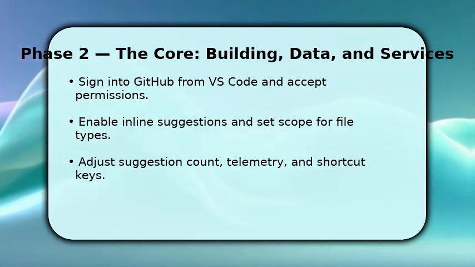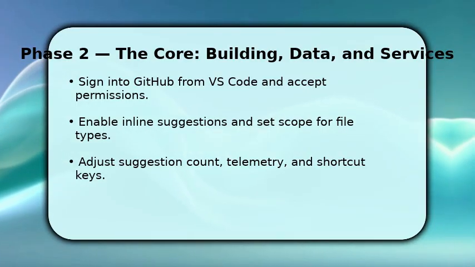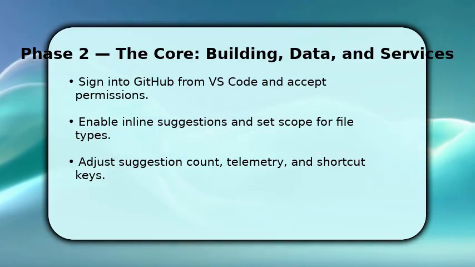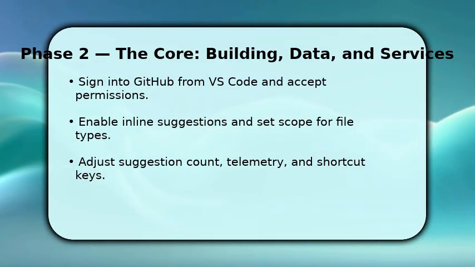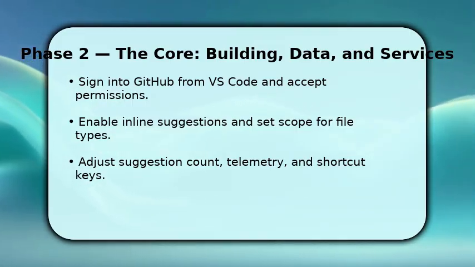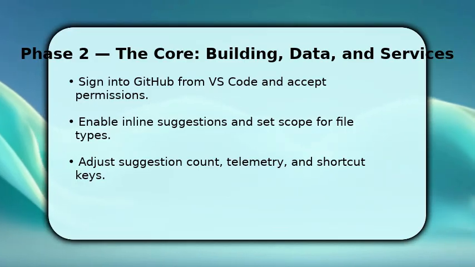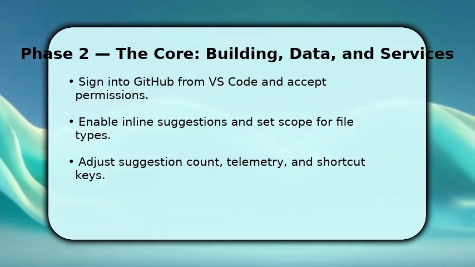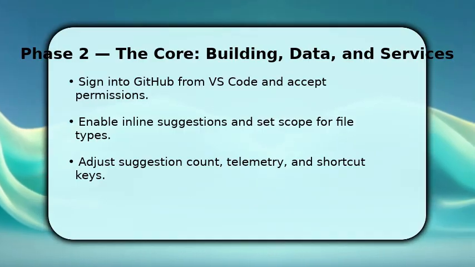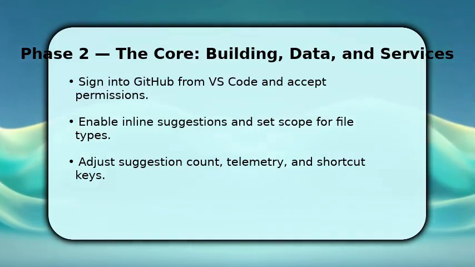Then open Settings and search Copilot to enable inline suggestions. This is why you get completions as you type. Configure which file types Copilot should run in and set suggestion count so results aren't overwhelming. You can also change key bindings, Tab, Control+Enter, or set per workspace preferences. These choices balance speed and relevance, helping Copilot deliver useful code rather than noise.